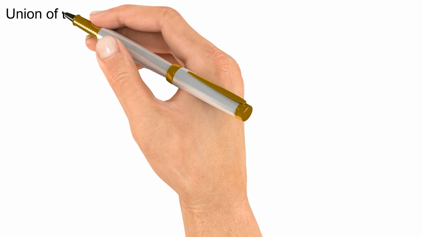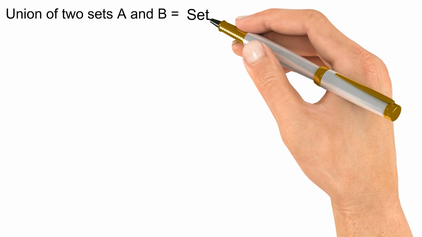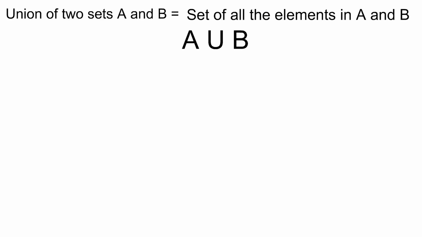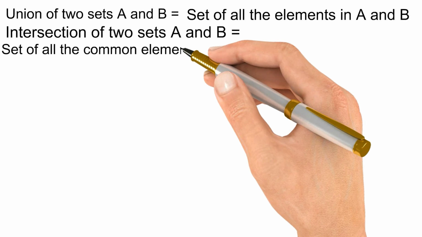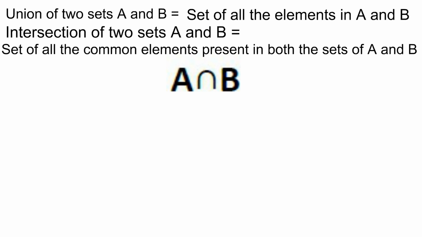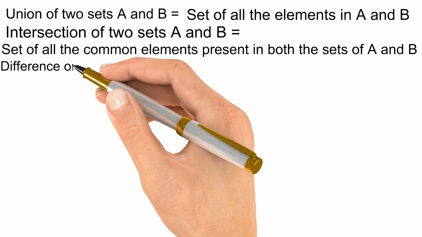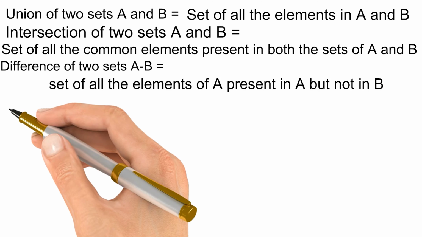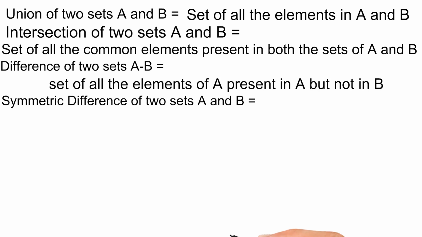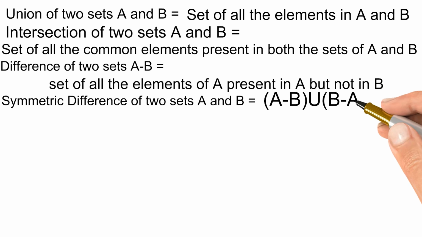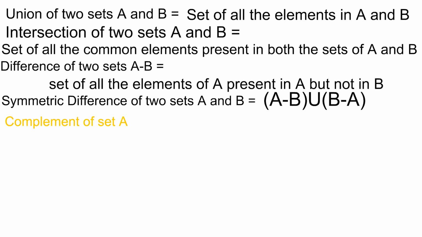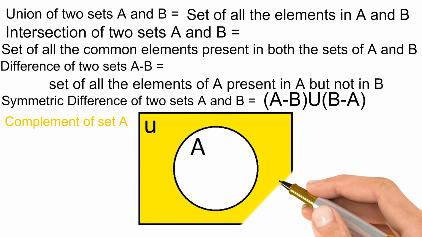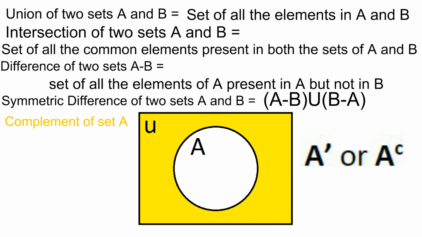The union of two sets A and B is the collection of all the elements present in A or B and is denoted by A union B. The intersection of two sets is the set of all the common elements present in both sets A and B and is denoted by A intersection B. The difference of two sets, A minus B, is the set of all the elements present in A but not in B. The symmetric difference of two sets A and B, which is A minus B union B minus A, is denoted by A delta B. The complement of a set A is the set of all the elements that are not present in A but present in the universal set and is denoted by A complement.